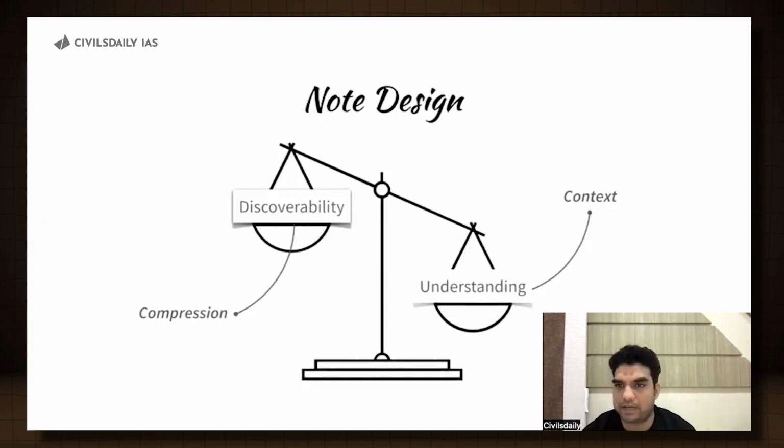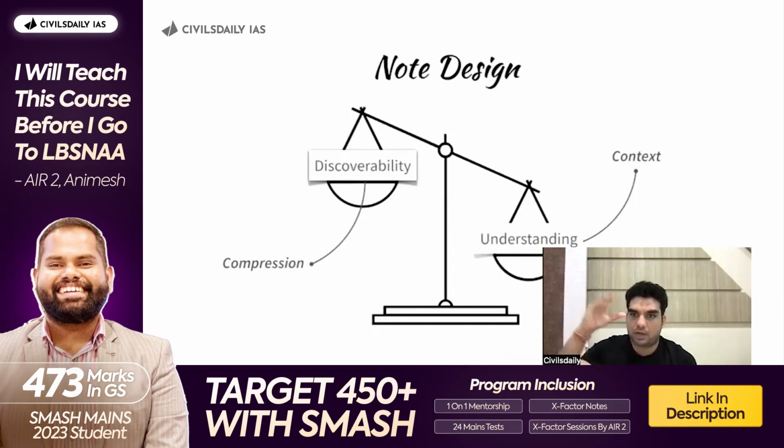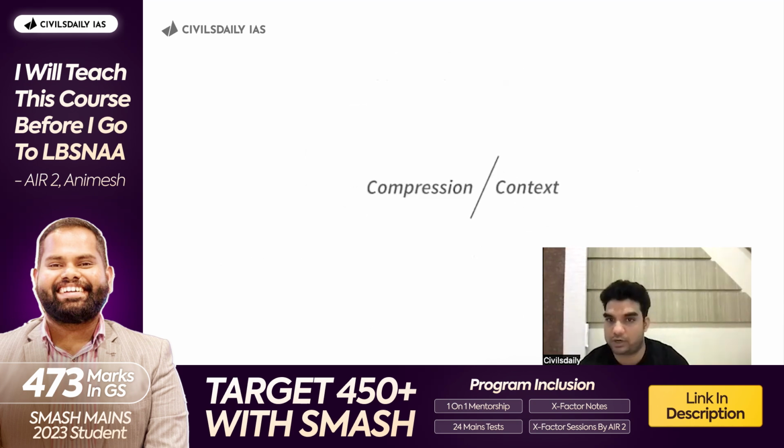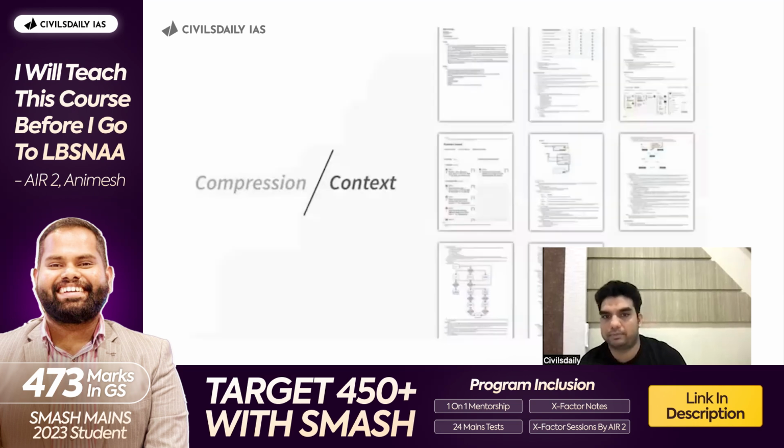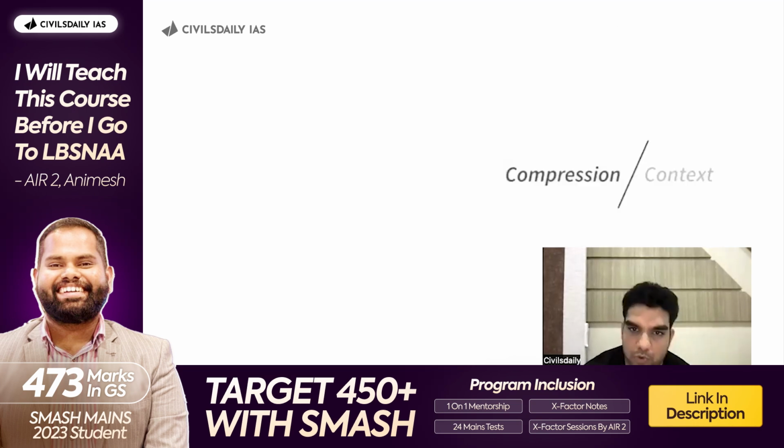So when you are making notes crispier, when you're going from layer 0 to layer 5, you are compressing. And when you're coming from layer 5 to layer 0, you're getting wider, you're getting too much detail about a topic. Both are important, right? So maintain a right balance of both the things, right?